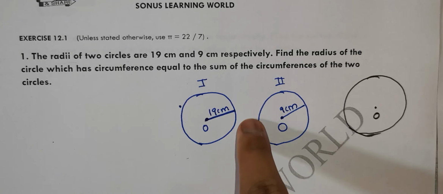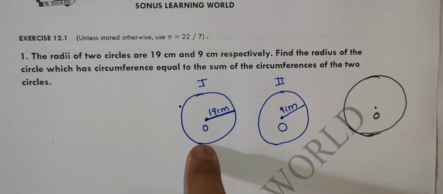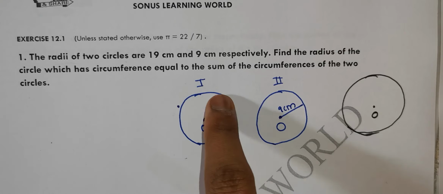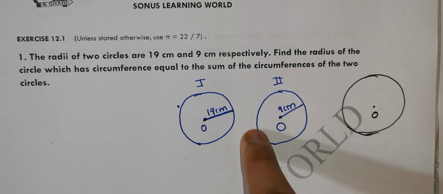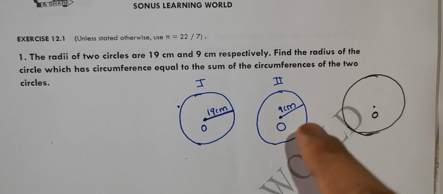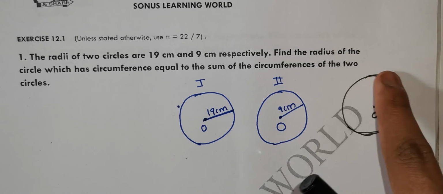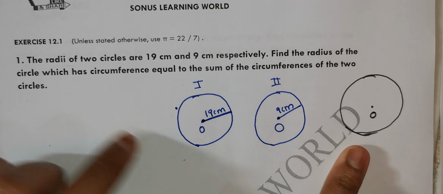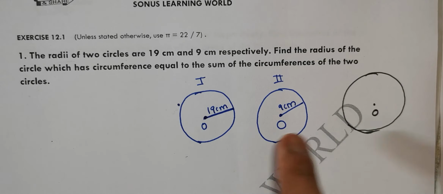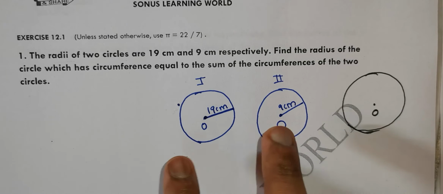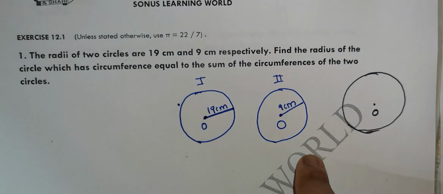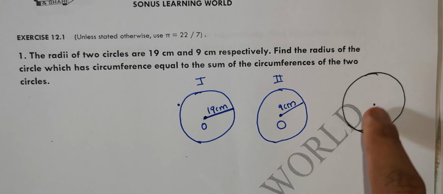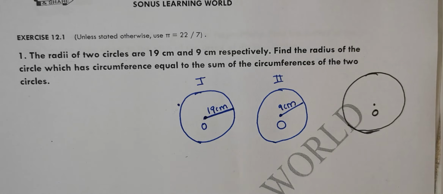If, for example, the circumference of this circle is like 12 centimeter, and the circumference of the second circle is like 10 centimeter, what will be the circumference of this third circle? It is given in the question that the circumference of the third circle is equal to the sum of the circumferences of these two circles. If it is 12 and 10, it is 12 plus 10. That is, the circumference of this particular circle is 22 centimeter. That is given in the question.